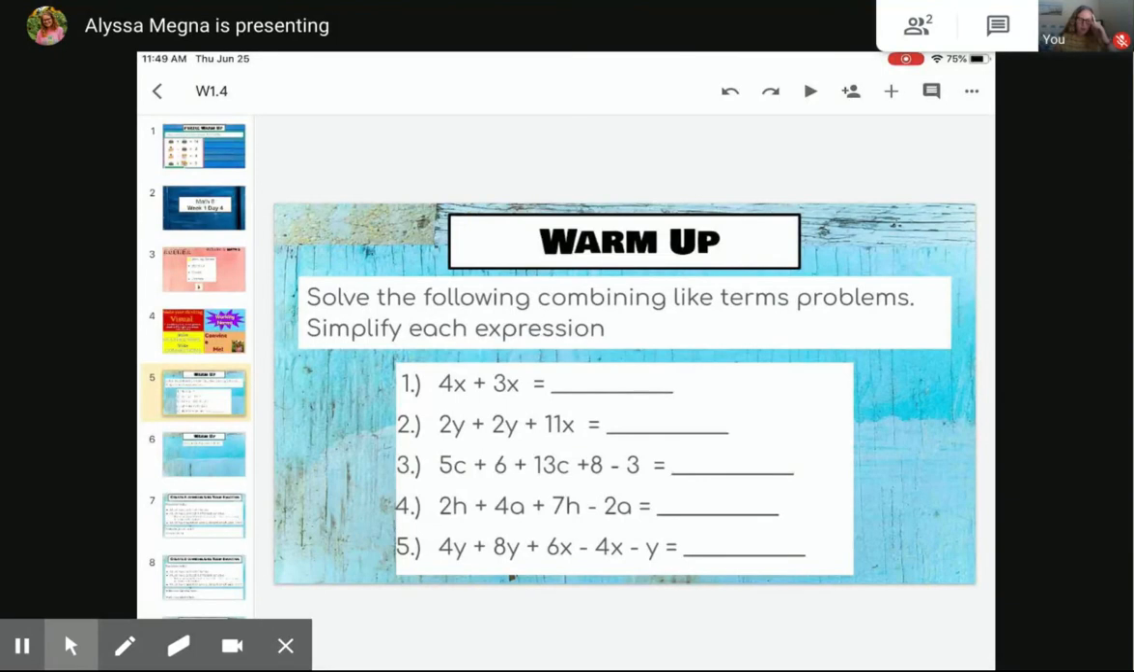Hey again. Hopefully you've done the warm-ups and now you're just checking your answers. So let's get started. We have our first problem, which is 4x plus 3x. I'm going to screenshot this so we can write on it.